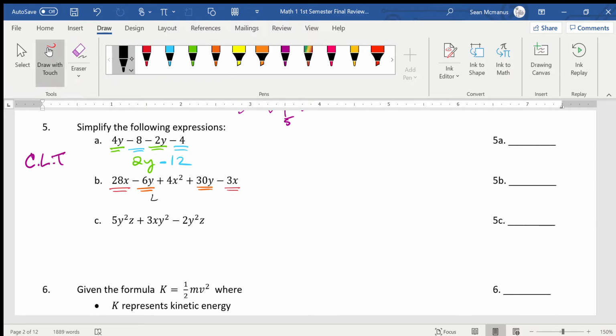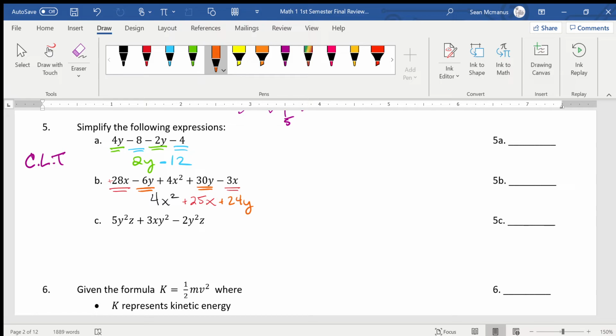let's just write it, 4x squared. That part's going to stay the same. Then my x's, I have positive 28 over here and negative 3 over here, so I end up with a total of 25 x's. And I have negative 6 y's and positive 30. So 30 minus 6 is a positive 24 y.